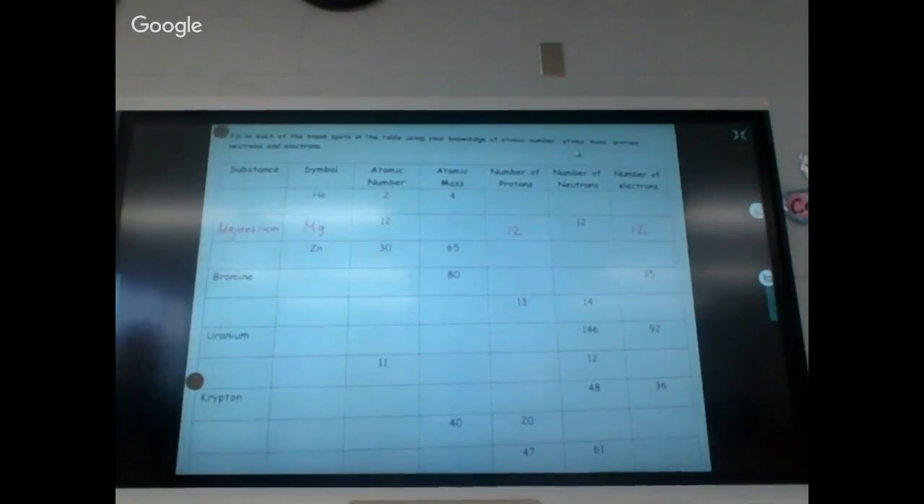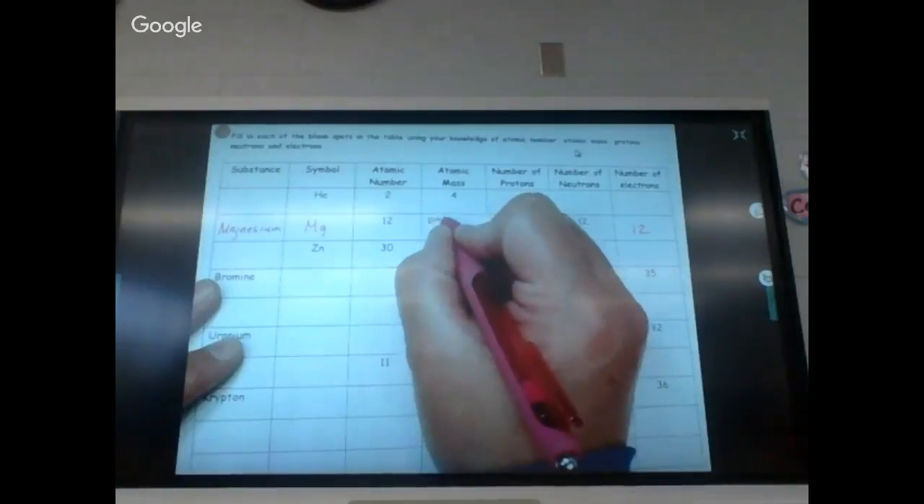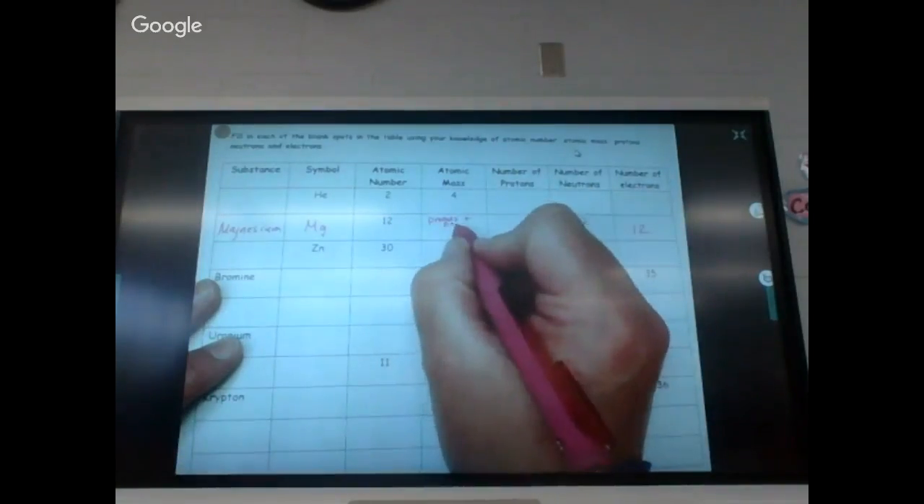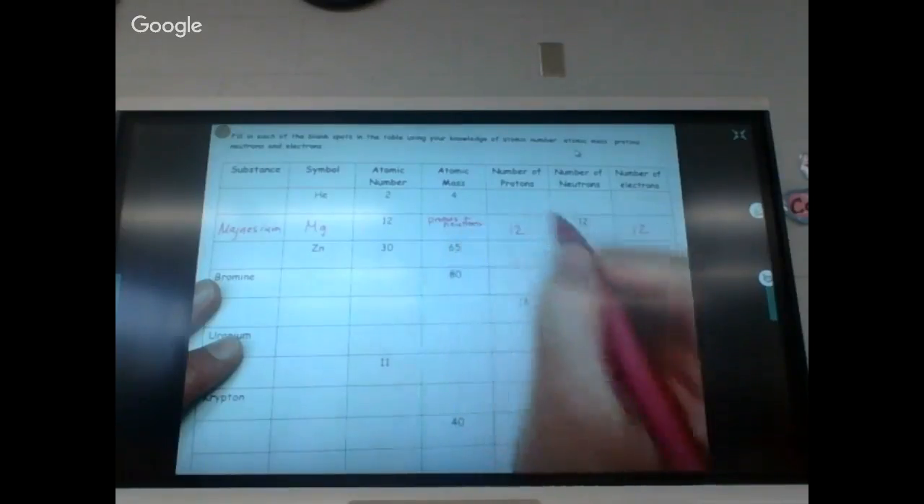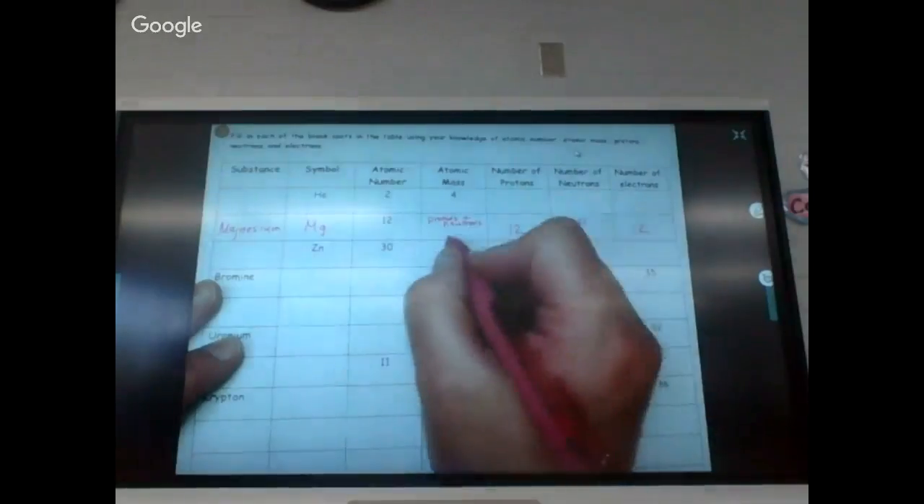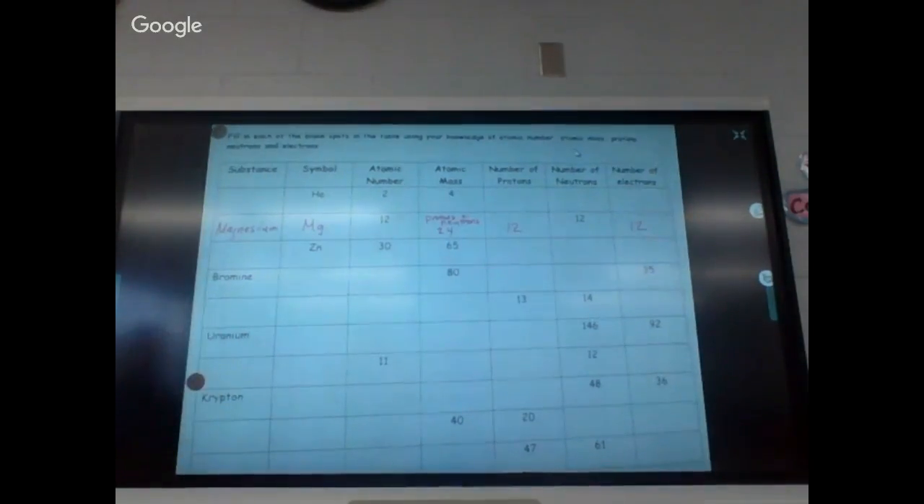Now how are we going to find the mass? You cannot look it up on the periodic table and write 24.3. That is wrong. You're going to do what, John? Add what? You're going to say protons plus the what? Plus the neutrons. So protons plus neutrons is what? 24. Everybody got it? Mm-hmm. All right.